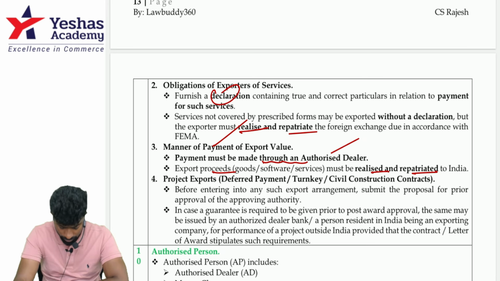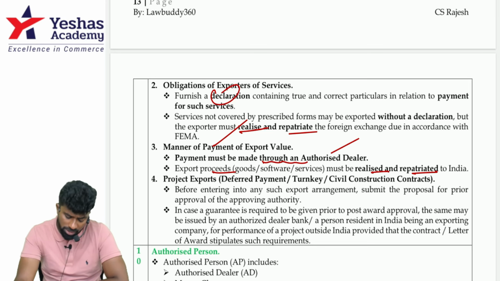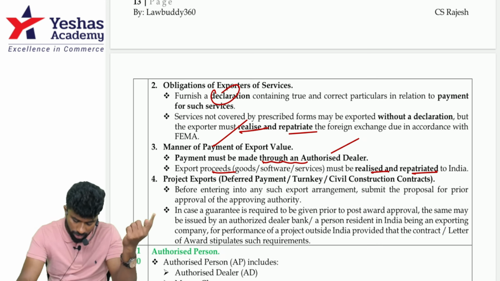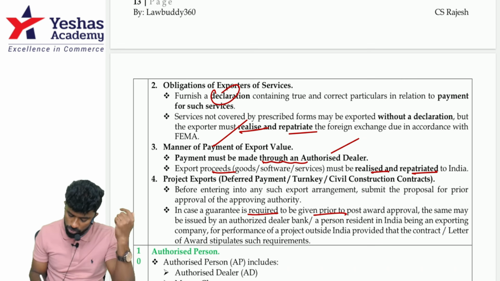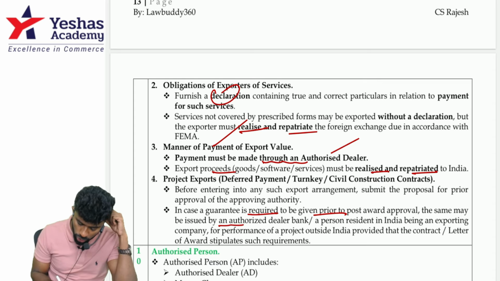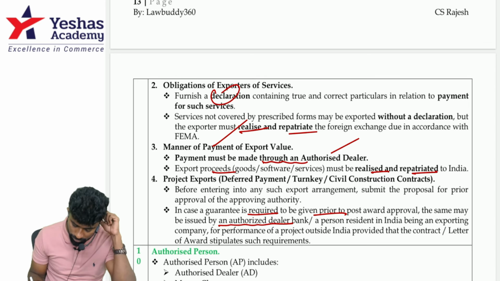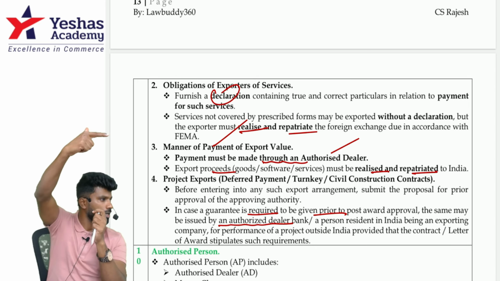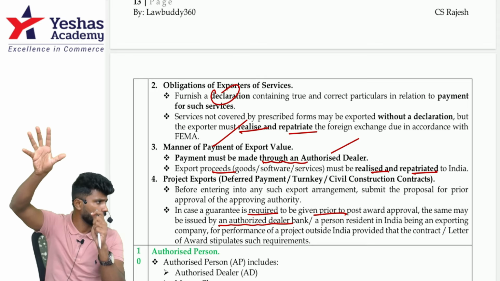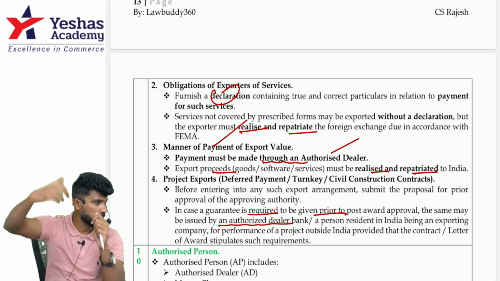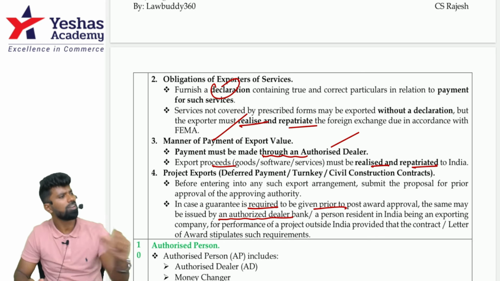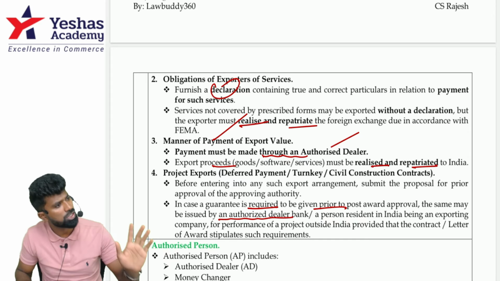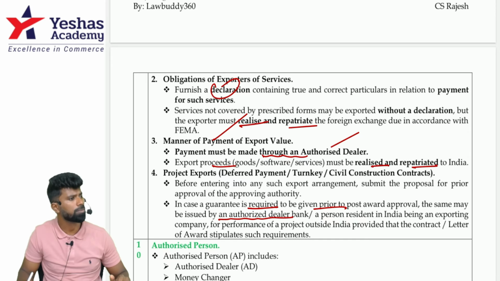Before entering into any such export arrangement, submit the proposal for prior approval of whom? The approving authority. In case a guarantee is required, to be given prior to the post-award approval, the same may be issued by an authorized dealer bank. Means if you have a project outside India, or are constructing a building or a dam outside India, to export the goods for that purpose, you need approval of whom? RBI. And you should submit all the required documents. We will discuss export and import in detail under which topic? Foreign trade policy.